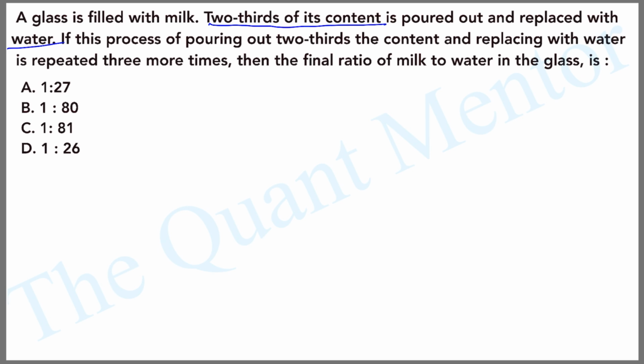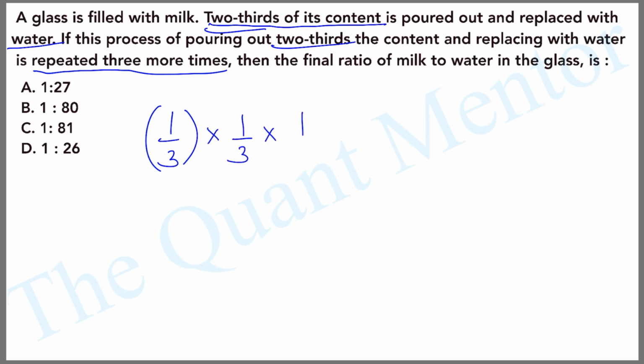Now, as we have studied in the dilution concept, if two-thirds of the content is poured out and replaced with water, one-third of the content will remain after every transaction, right? So after every such dilution, the content of milk is going to become one-third. Now, this process of pouring out two-thirds and replacing with water is repeated three more times. That means the content of milk will become one-third of the total content, again one-third, and again one-third.